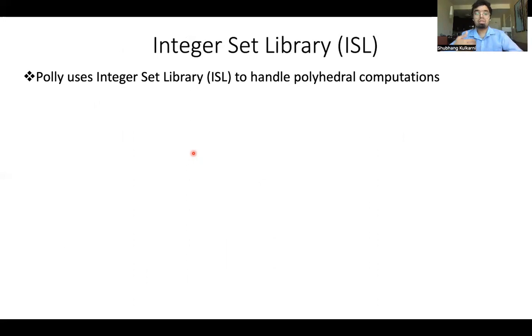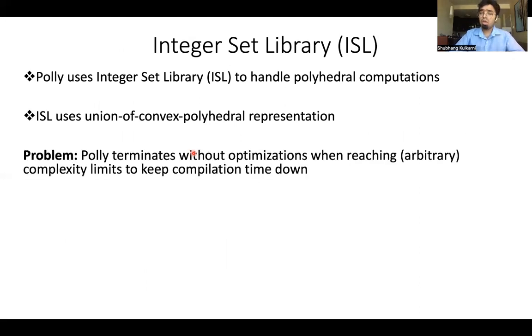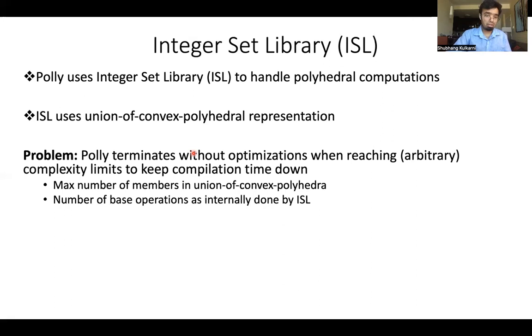Under the hood, Poly uses the integer set library, or ISL, to handle polyhedral computations. And ISL uses the union of convex polyhedra representation to represent non-convex vector sets, just as we discussed. So this brings us to a problem where Poly terminates without optimizations when reaching complexity limits to keep its compilation time down.